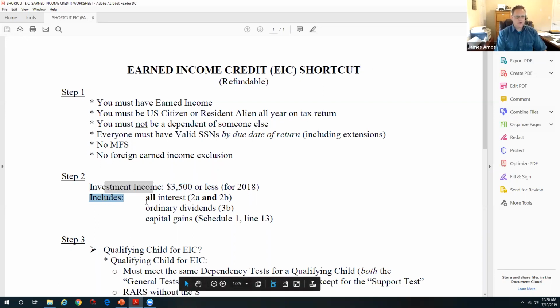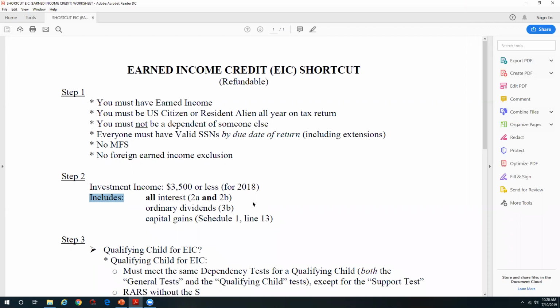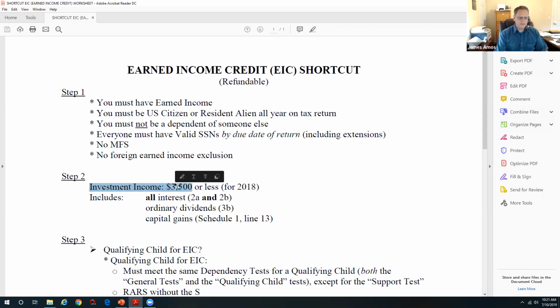This includes, first of all, interest, 2A and 2B. What is line 2A? Tax exempt interest. That's tax exempt interest. What is line 2B? Taxable interest? That's right, taxable interest. So what they're saying is it includes all interest, even tax exempt interest. So when you're applying this investment income limit, you have to include all of your interest, whether it's taxable or not. That's what this is saying.